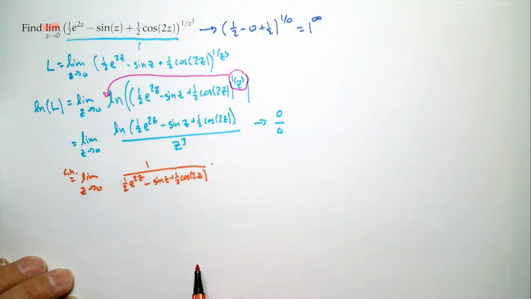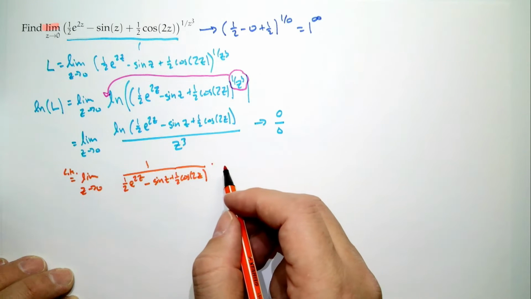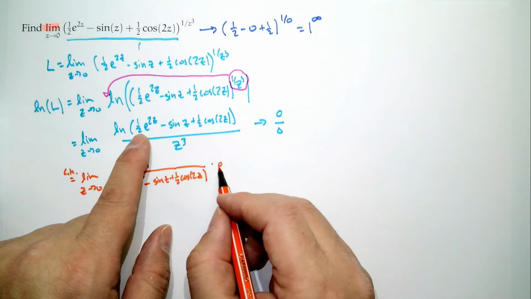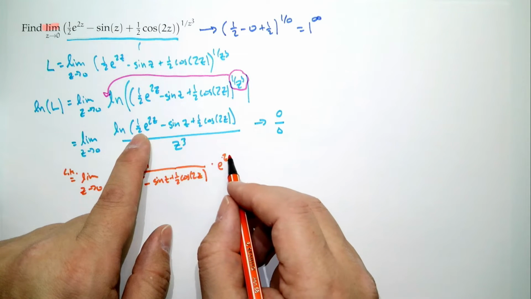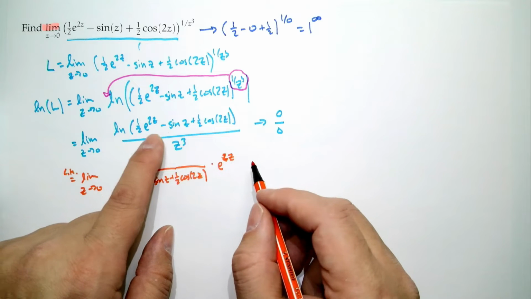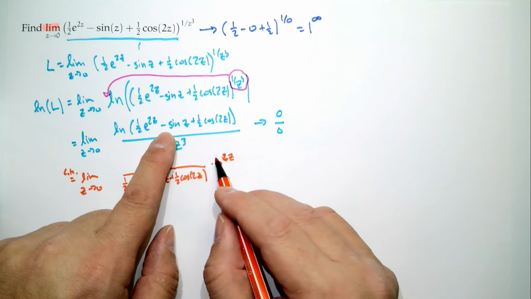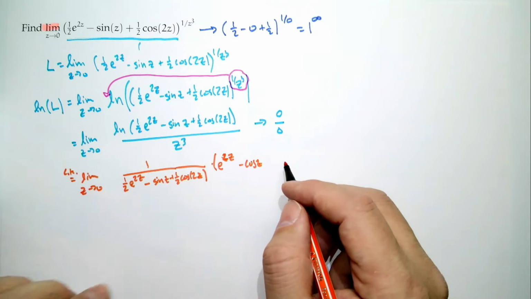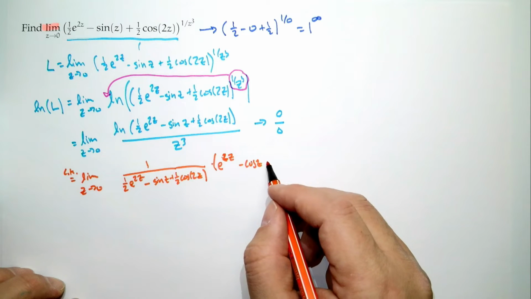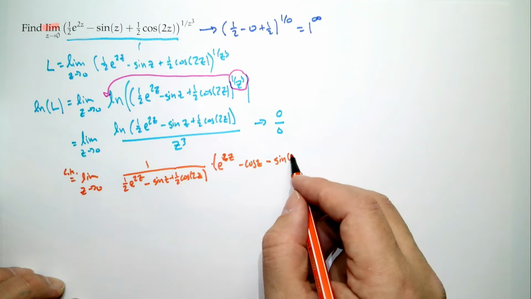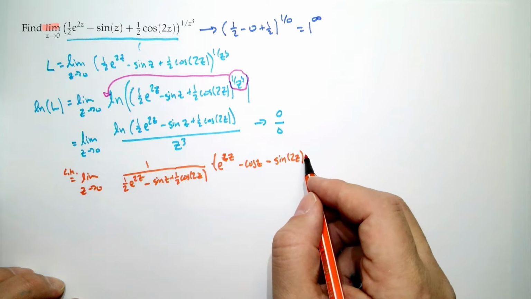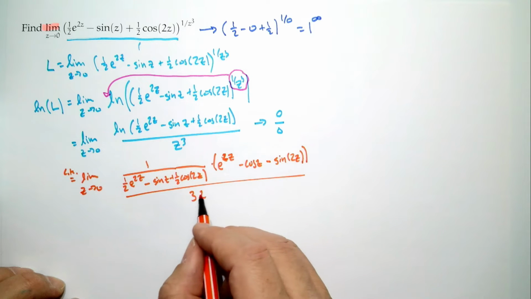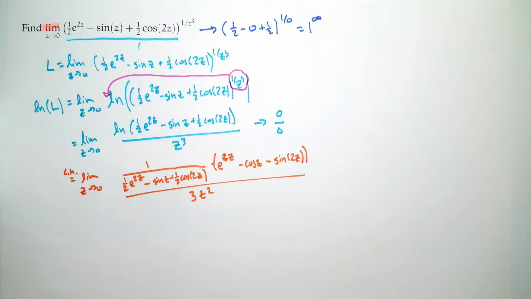And then we're going to multiply that by the derivative of the inside. Well, derivative of the inside, derivative of 1/2 e to the 2z is e to the 2z. Derivative of sine z is cosine z. 1/2 cosine 2z will be negative sine of 2z. All right, good. And that's being divided by 3z squared, because it's the derivative of z cubed.